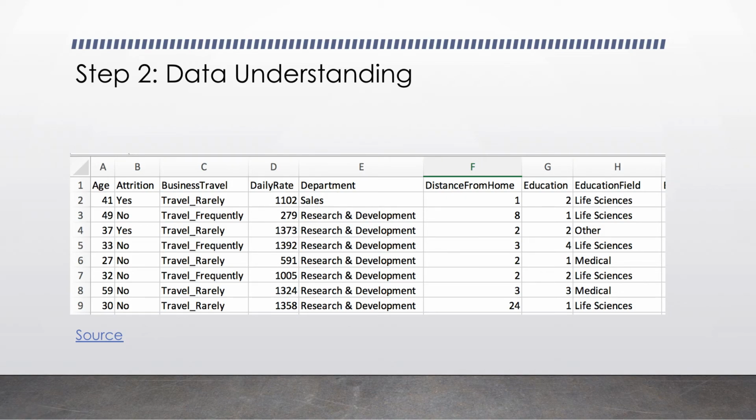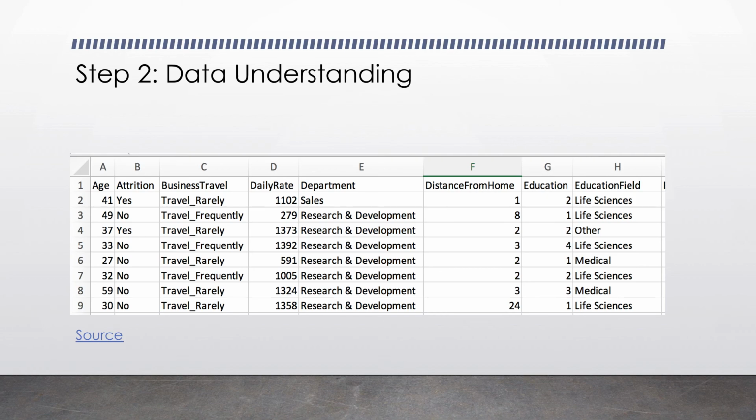Now we want to use this historical data to predict future outcomes given the same information. So our target variable, the variable we are trying to predict, is this attrition column. And it is a categorical column, meaning it falls into one of two categories, yes or no. Yes, they left the company, or no, they did not leave the company.